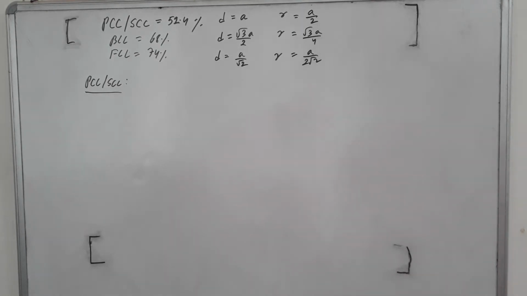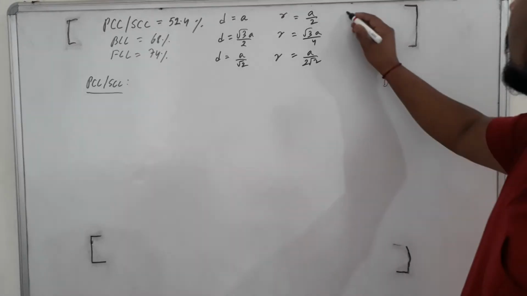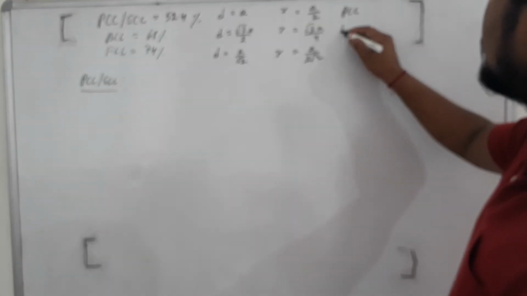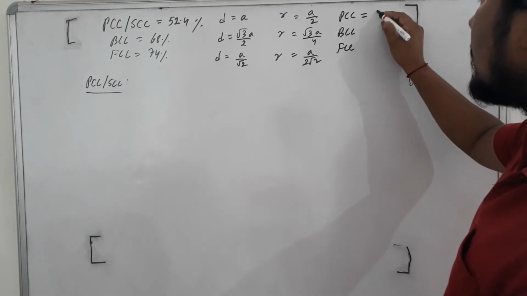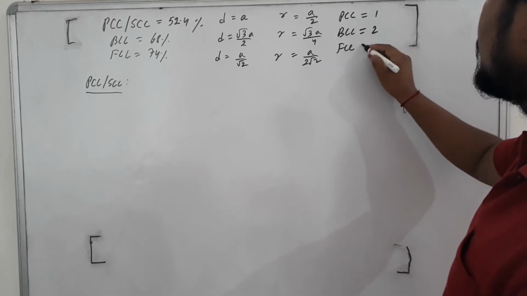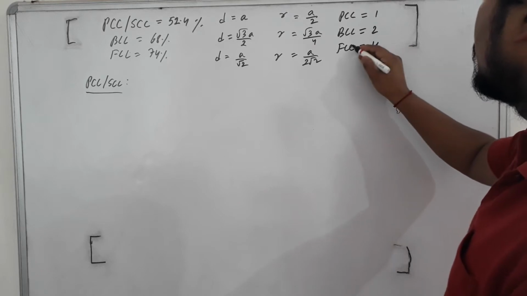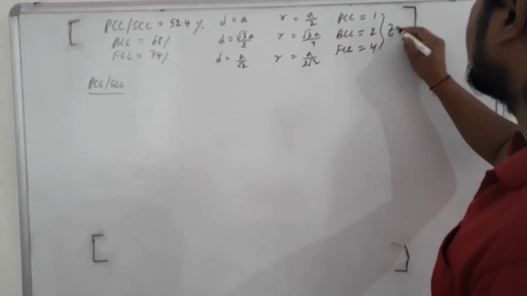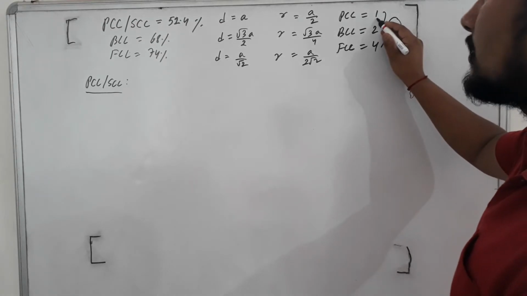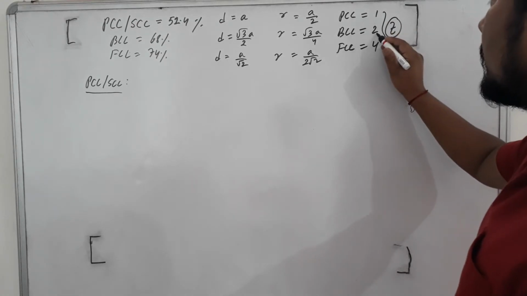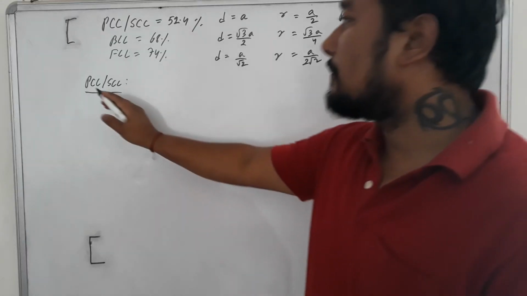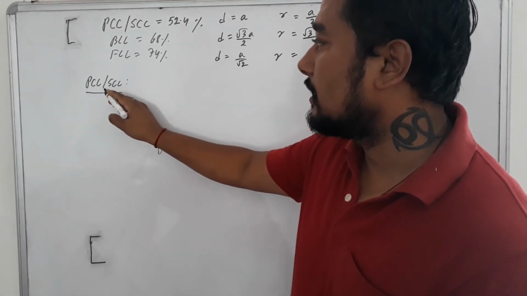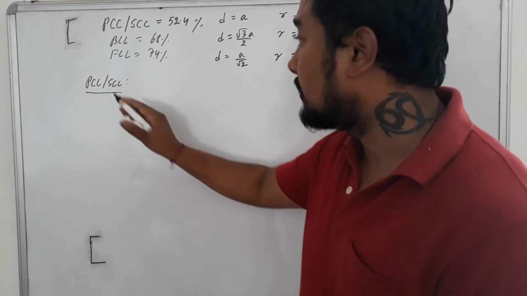But again, before we see that, you need to remember, whether it's PCC or SCC is same, BCC and FCC. The number of atoms in PCC is 1, in BCC is 2, and in FCC is 4. This we call Z. So Z means the number of atoms present in primitive cubic unit cell or simple cubic unit cell is 1, in body centred is 2, in face centred is 4. So let us start the calculation of packing efficiency first of all for PCC, primitive or simple cubic unit cell.